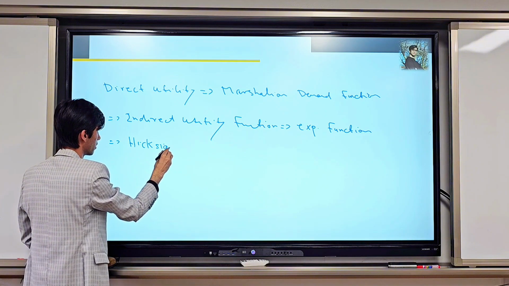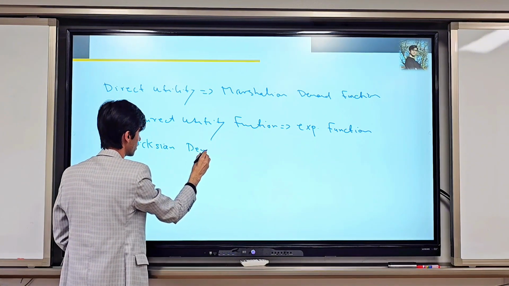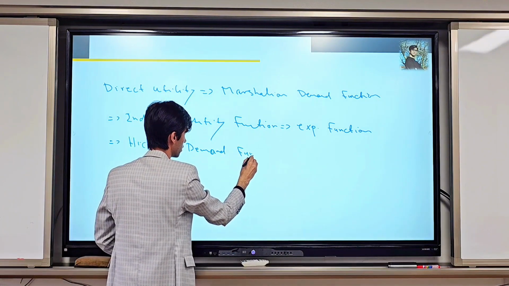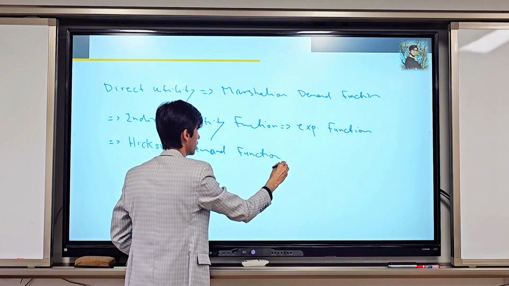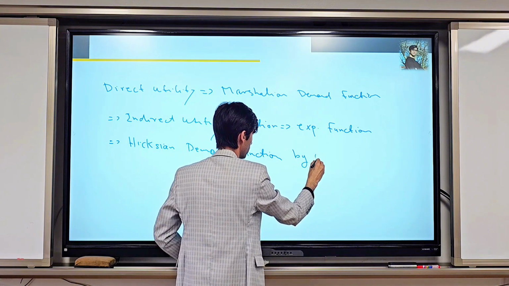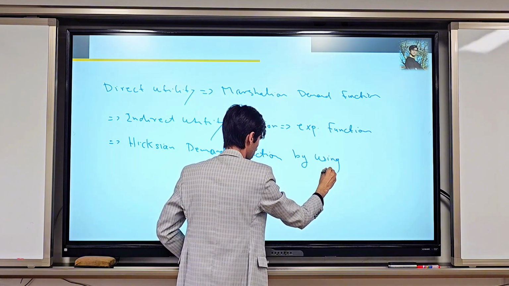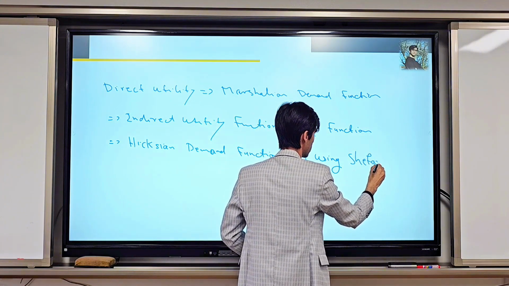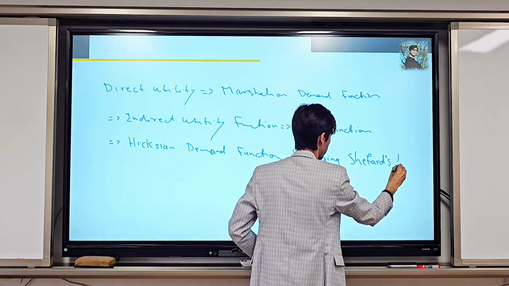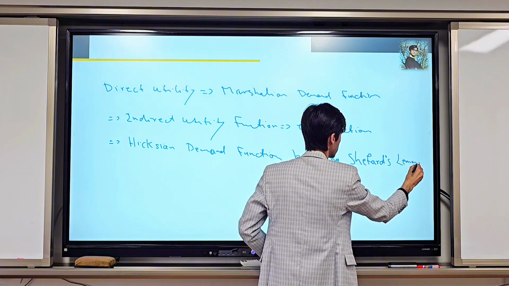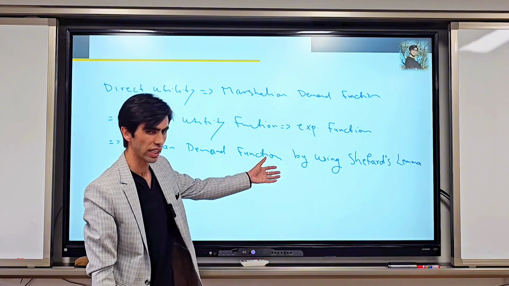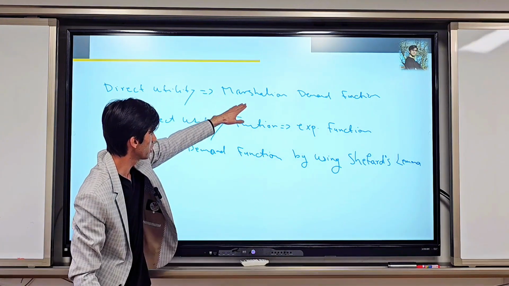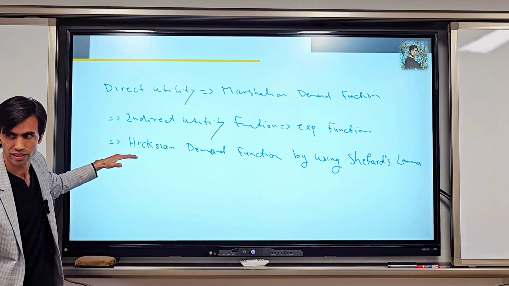Hicksian demand function by using Shephard's lemma. So that's why we call it duality. It goes from the Marshallian demand function to the Hicksian demand function.